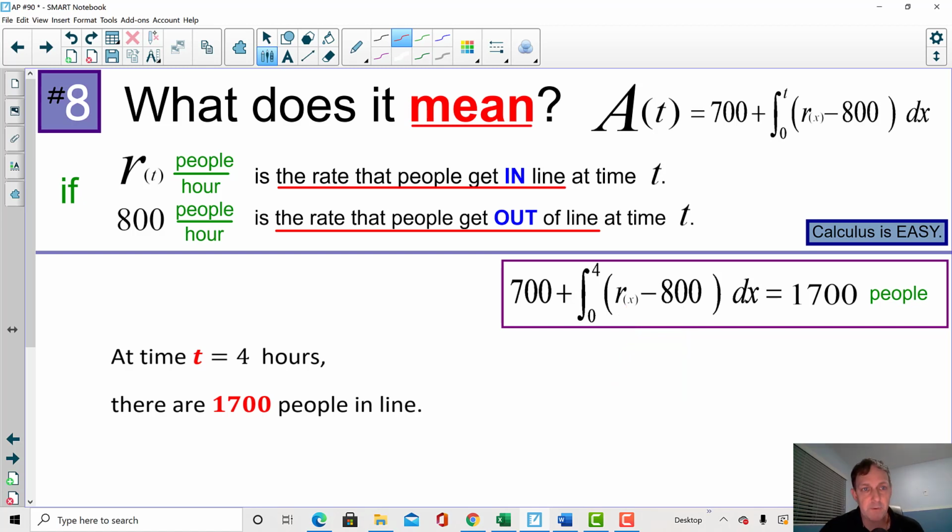That was 8 more examples of explain the meaning of this. And this is one of the most important parts of understanding these kind of questions. If you can explain the meaning of these integrals and these derivatives, then it helps you with everything else you do on these free response questions. All right, that's it for today. Now it's just time to practice.